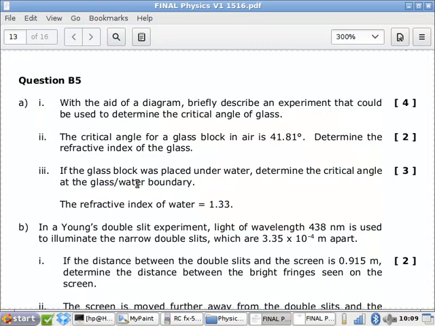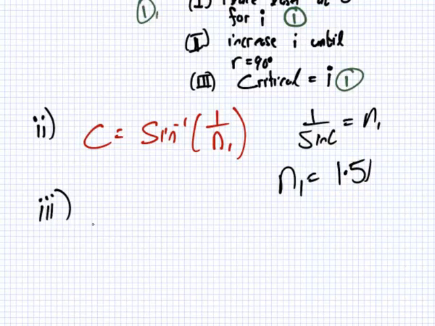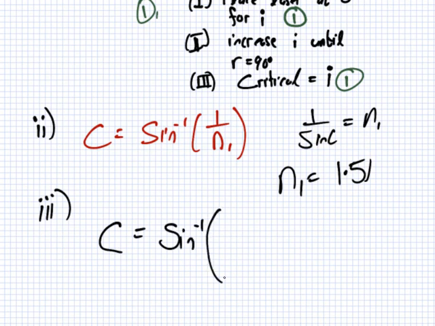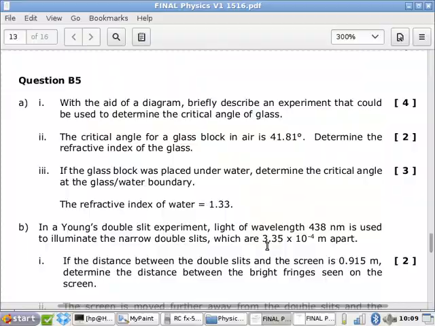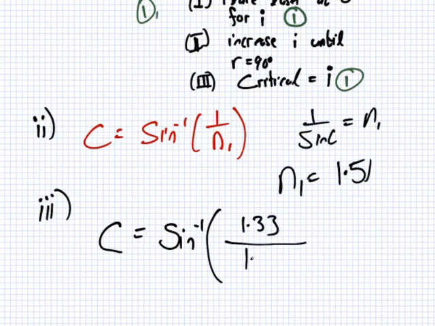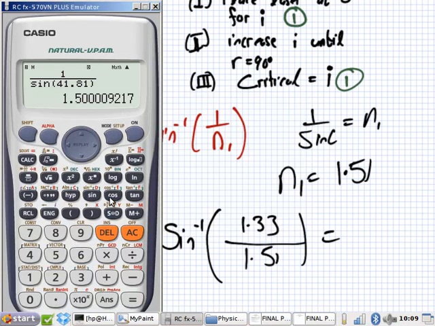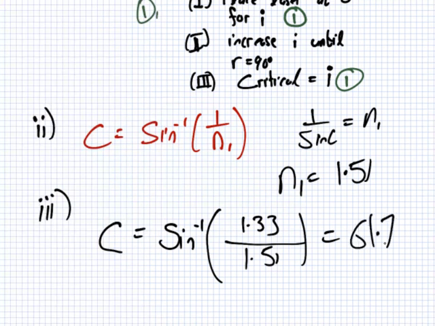The glass was placed under water. Now what's the critical angle between the glass and the water? Oh, well that's okay. Sine inverse 1.33 over 1.51. How many marks have they given me for that? An outrageous amount. Outrageous. 61.7. 3 flipping marks. Way too much. So I can do it on my calculator in one step.